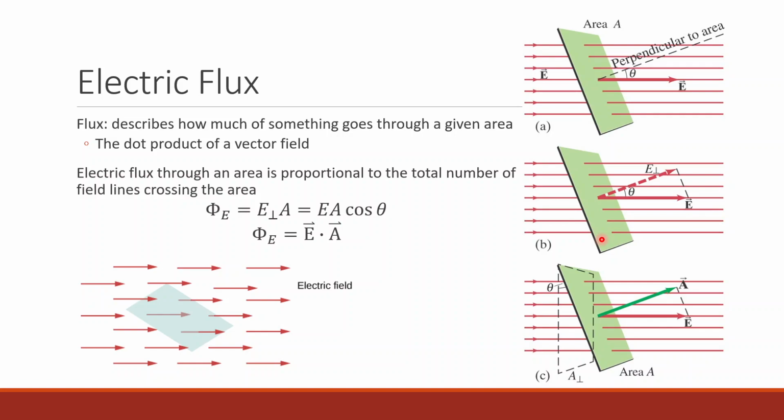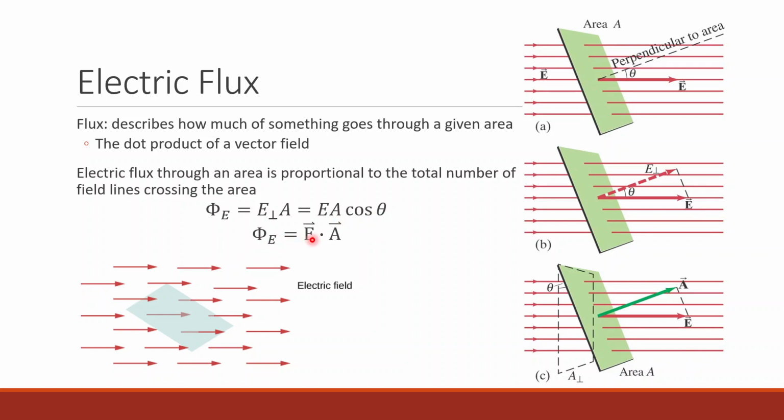Now, flux describes how much of something goes through a given area and is therefore the dot product of a vector field. So we want to specifically look at electric flux through an area, and it is proportional to the total number of electric field lines crossing the area. So we can say the electric flux, this symbol here, this is a capital phi, is equal to the electric field perpendicular to the area, or equal to E times the area times cosine of theta.